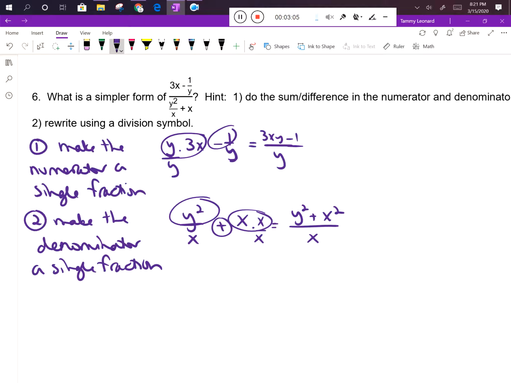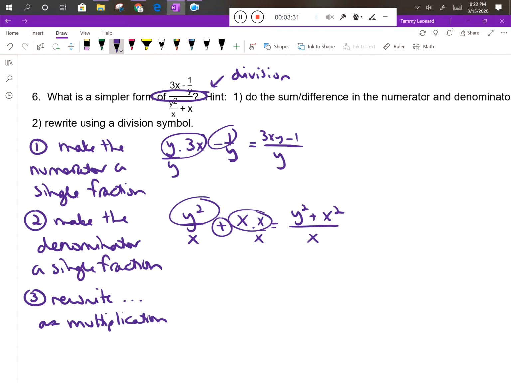Then we remember that this big division bar in the middle, it's a division bar, right? When we see it, sometimes all we see is the fact that it's this giant messy fraction. But it's not so much a fraction, and it's really more of just a division problem. So we're going to rewrite the problem as multiplication. When we do that, we're going to take the first fraction, 3xy minus 1 over y, and multiply it by the reciprocal of the second fraction. So x over y squared plus x.